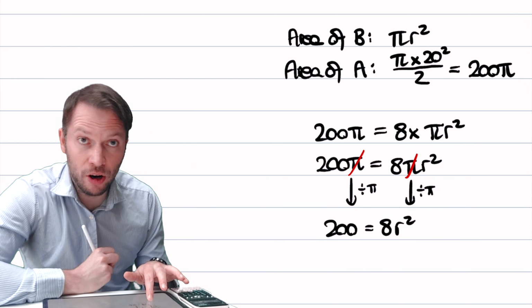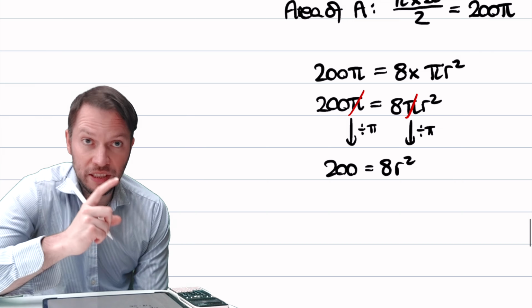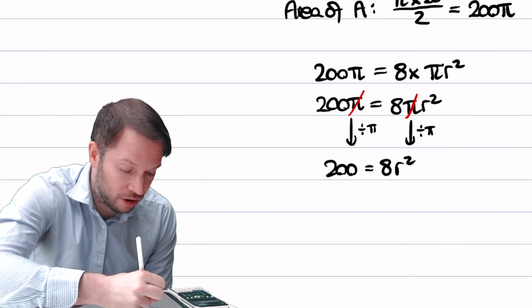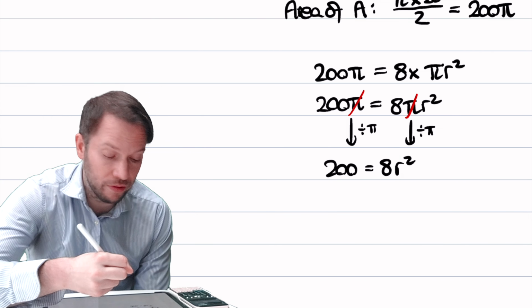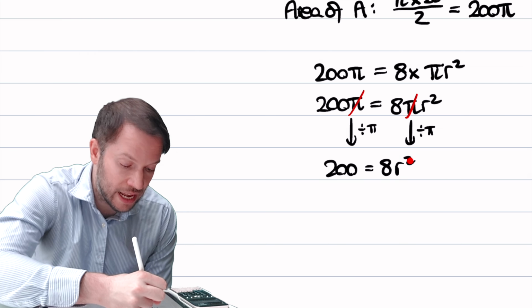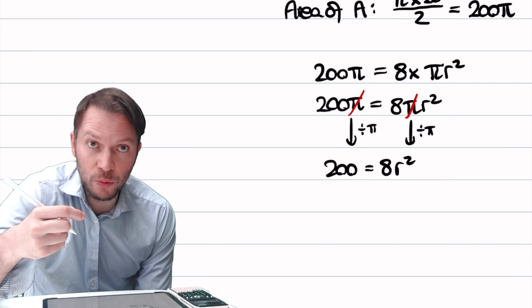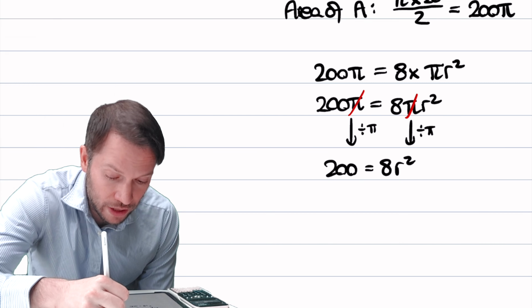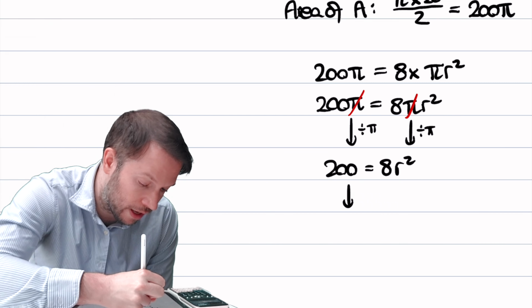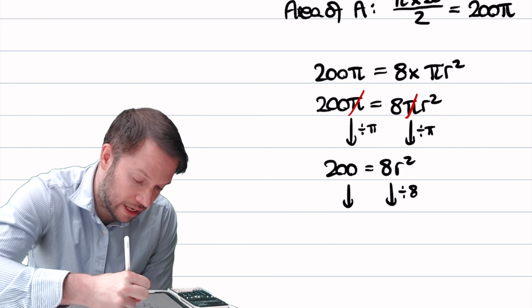Now we want to try and get the r on its own. Now you might be tempted to square root this stage, but you need to get the r squared on its own first before you square root. So r is being squared and then it's being multiplied by 8. So you want to get rid of the last thing you've done. You want to get rid of that times by 8, and you do that by doing the opposite. You divide both sides of the equation by 8.